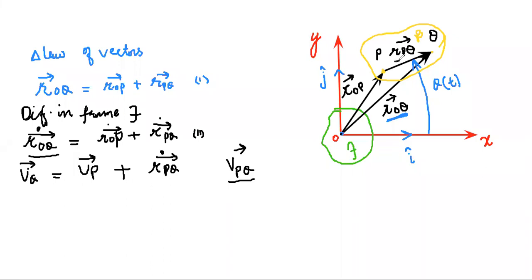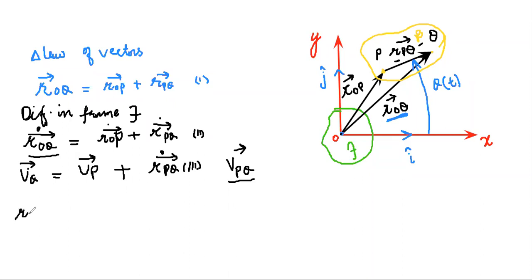The differentiation is to be done with respect to the body frame of reference, but here we are doing differentiation with respect to the ground frame of reference. So we will keep this RPQ as such, and we will write this as our equation 3. Now let's try to solve this RPQ vector.